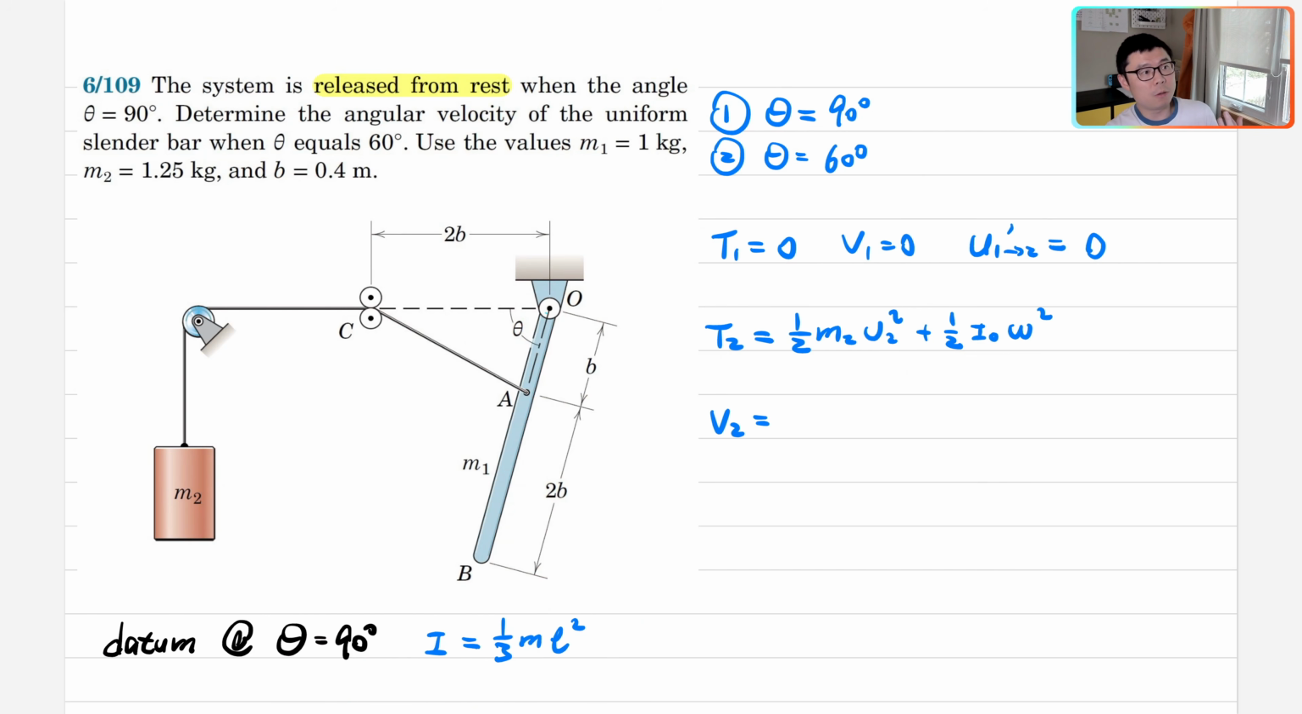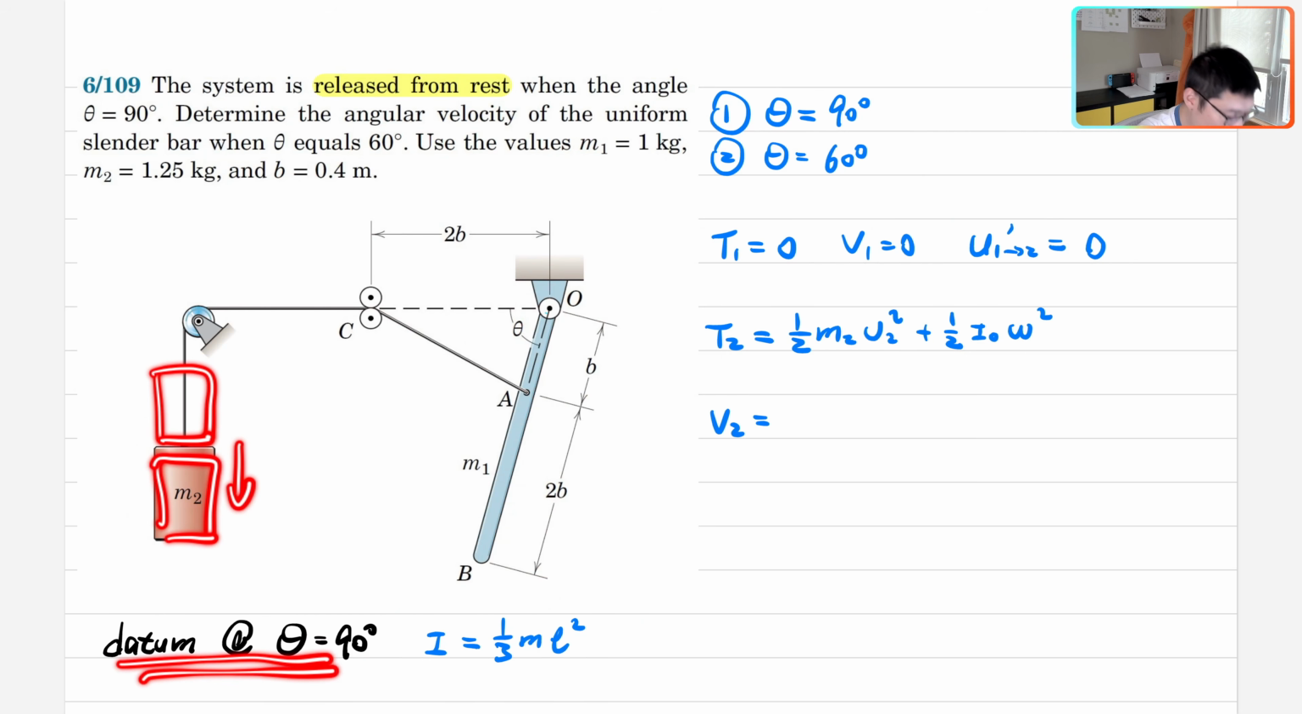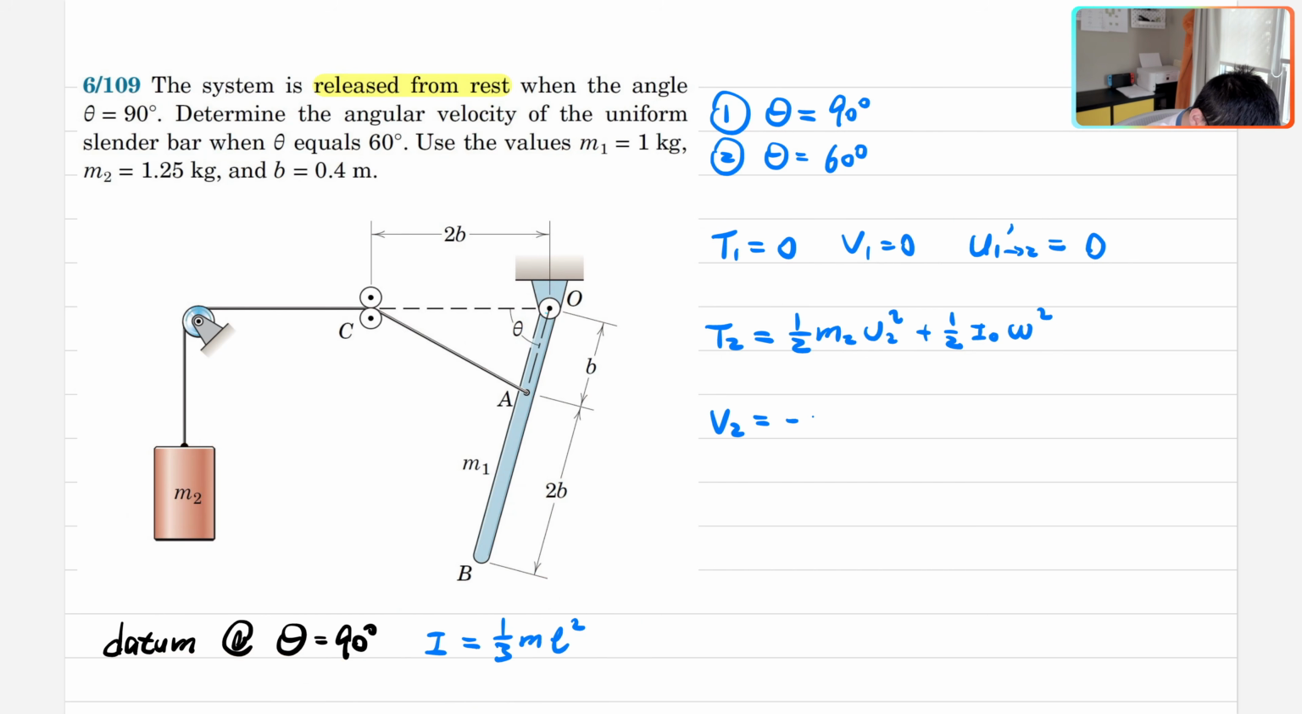Once again, there's no spring, so the only potential energy is gravitational potential energy. So V2, look at V2 here. Again, we'll start from left to right. M2 was up here and now dropped to here. And we set up a datum when theta was 90 degrees. So our datum would be here, right? You dropped below the datum, so your M2 would end up with negative M2 g H2. We'll find out H2 in a moment, don't worry. But the key thing here is realizing the negative sign.